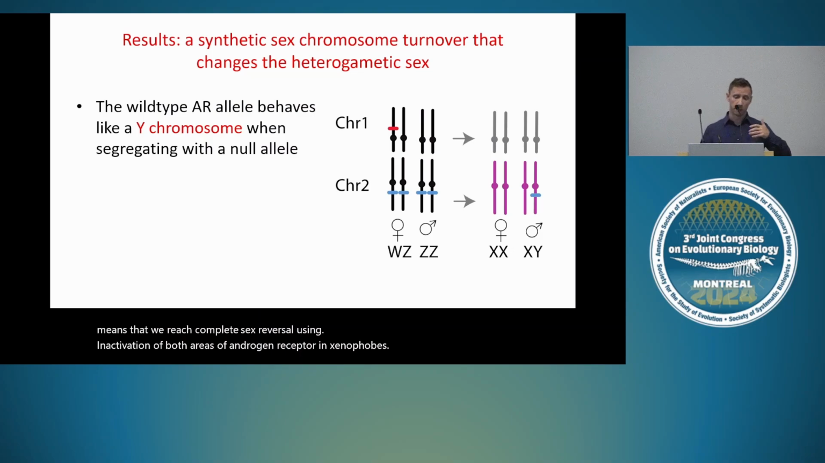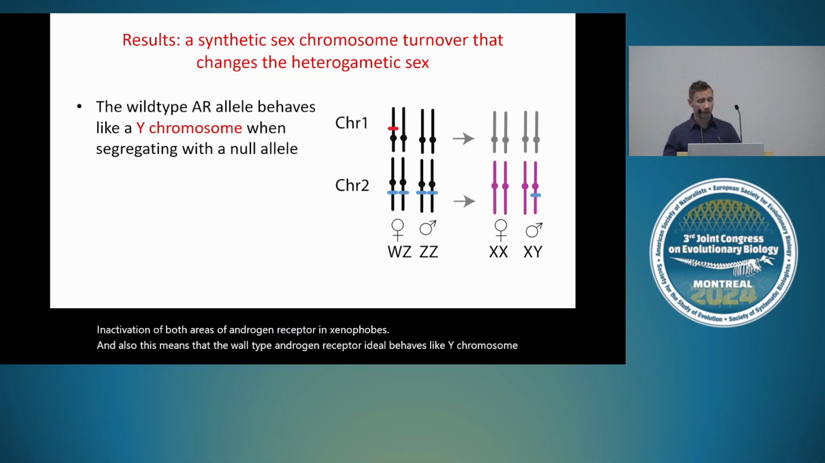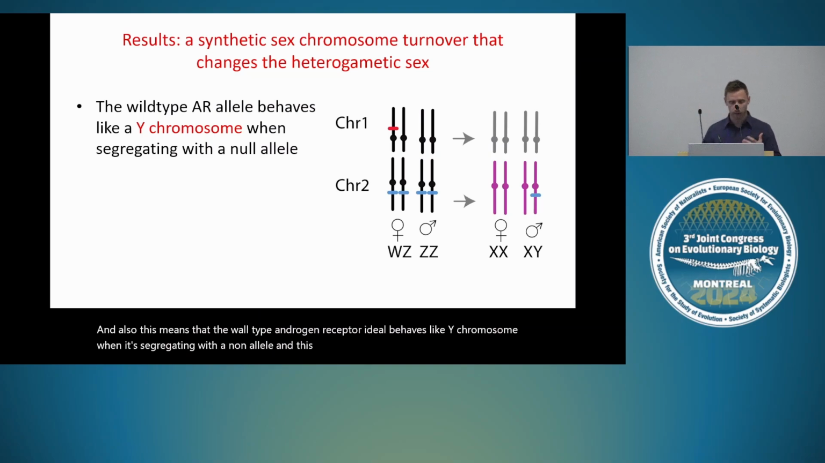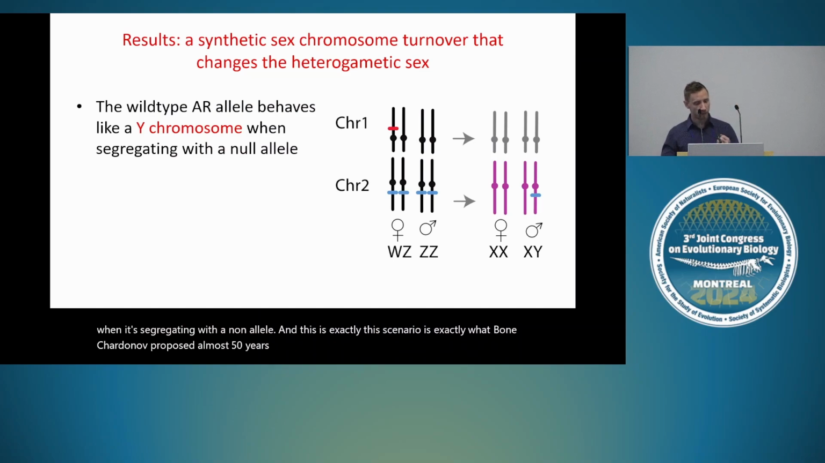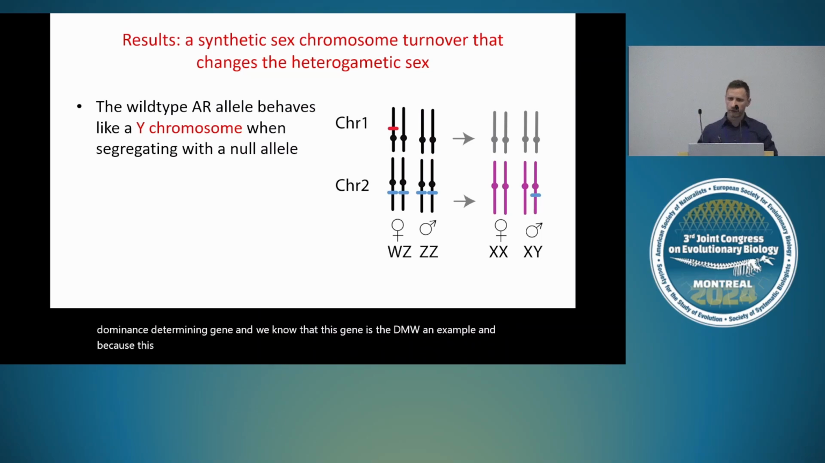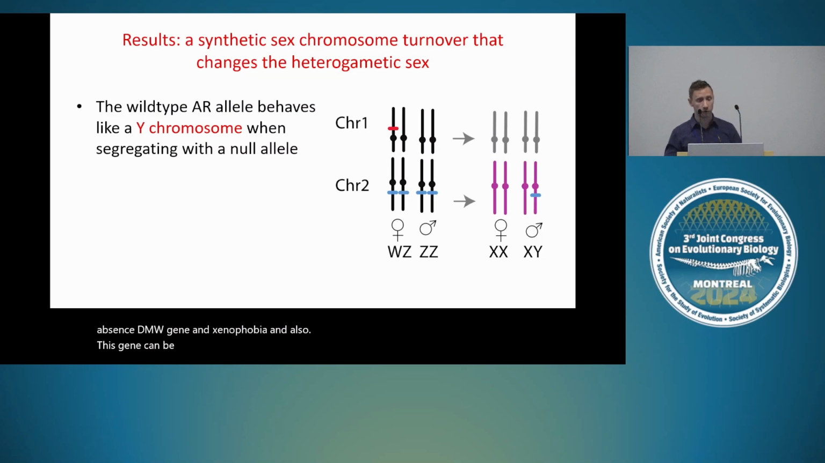And this also means that the wild-type androgen receptor allele behaves like a Y chromosome when it is segregating with a null allele. And this scenario is exactly what Bull and Charnov proposed almost 50 years ago. At the beginning, ancestrally, we had a female dominant sex-determining gene, and we know that this gene is DMW in Xenopus laevis. Because this gene is present only in females, we genotyped sex based on presence and absence of the DMW gene in Xenopus laevis. And we also had an autosomal gene, which can be considered as androgen receptor, present in both sexes.